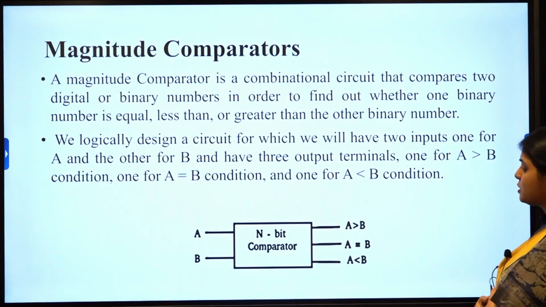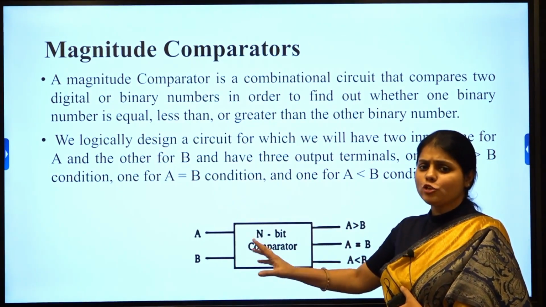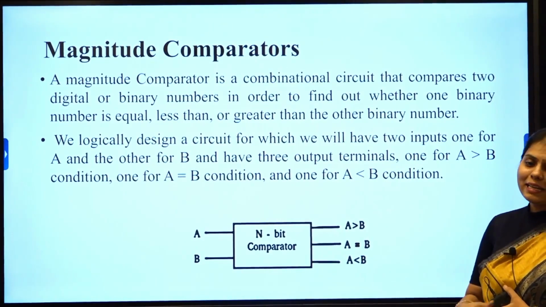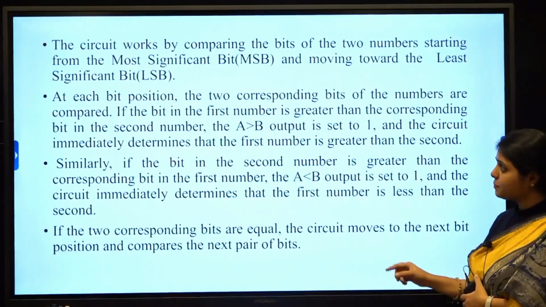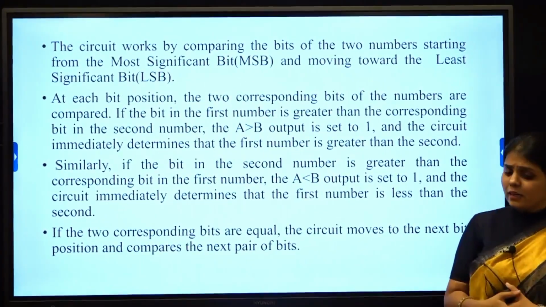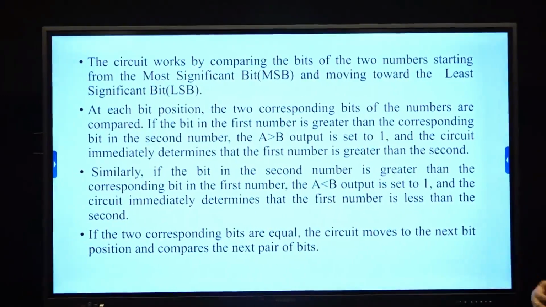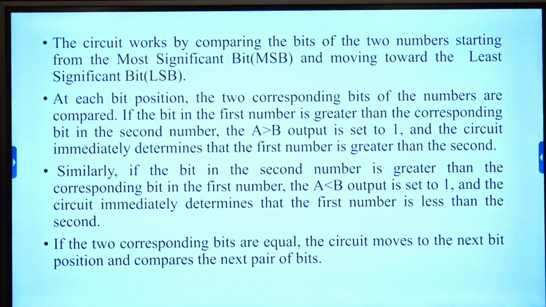When you look at this block diagram, I have taken two inputs, A and B, each of 1 bit for example, and the output would be either A greater than B, A equal to B, or A less than B. Basically the comparison happens bit by bit starting from MSB to LSB, and at each bit position the corresponding bits of the numbers will be compared.